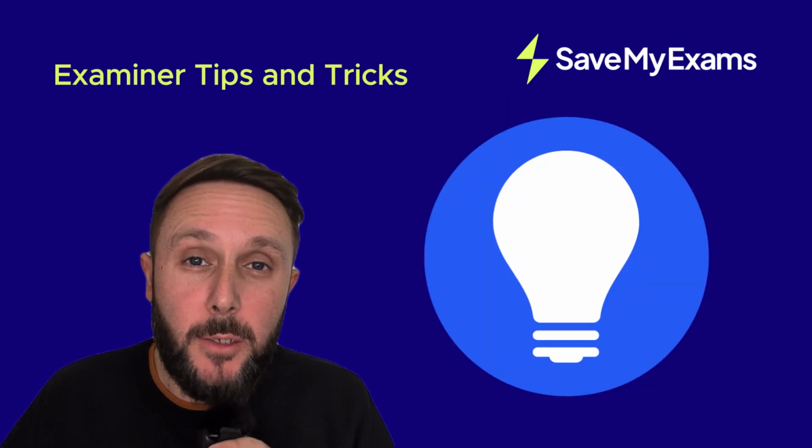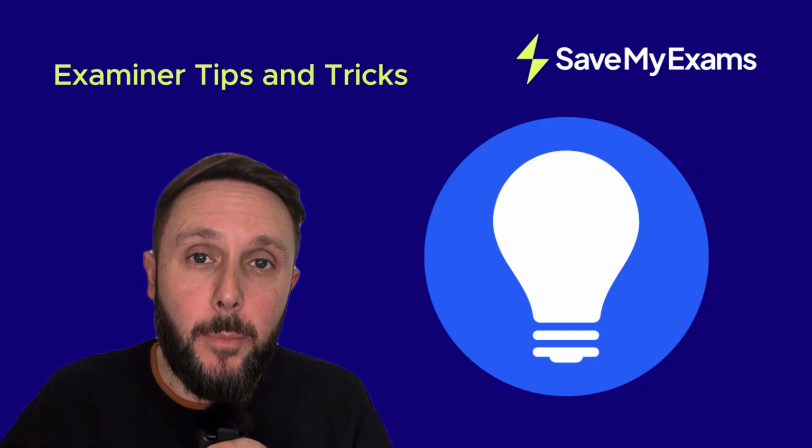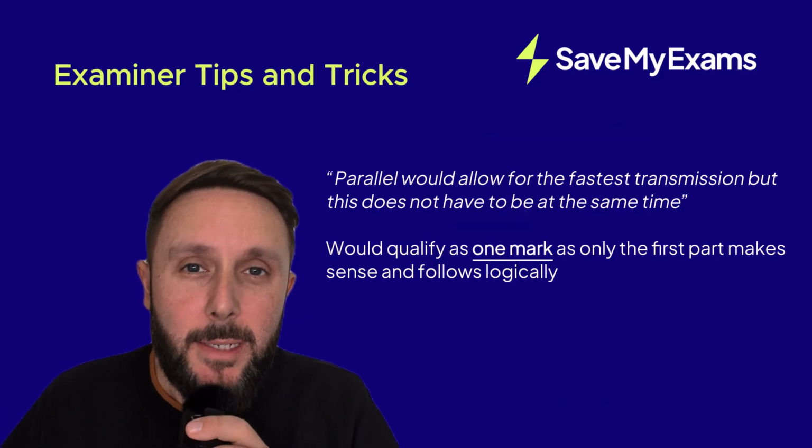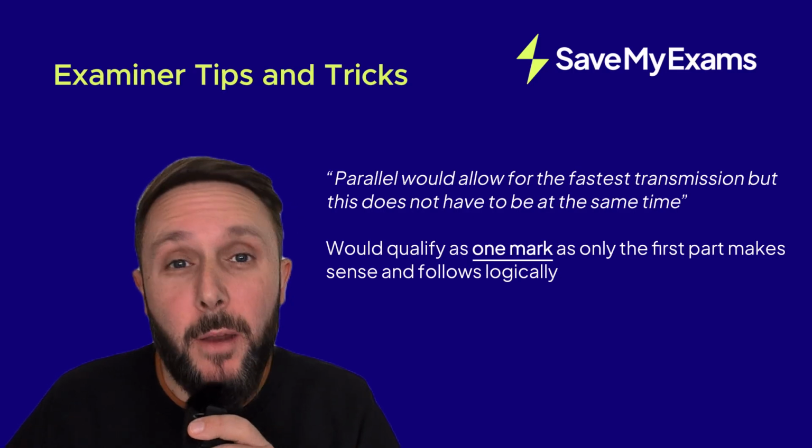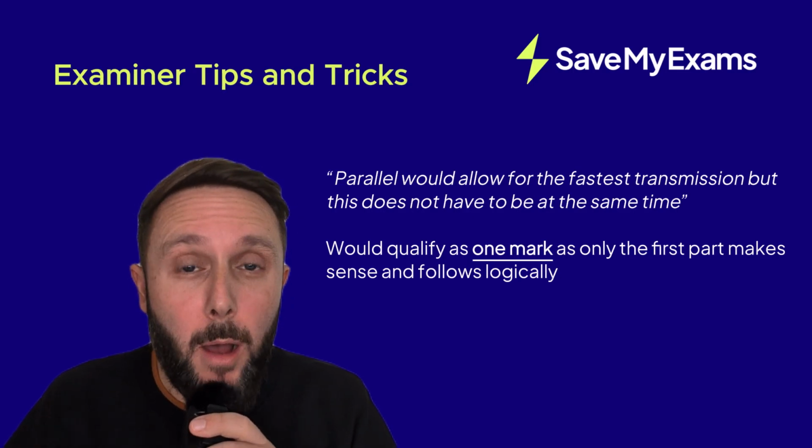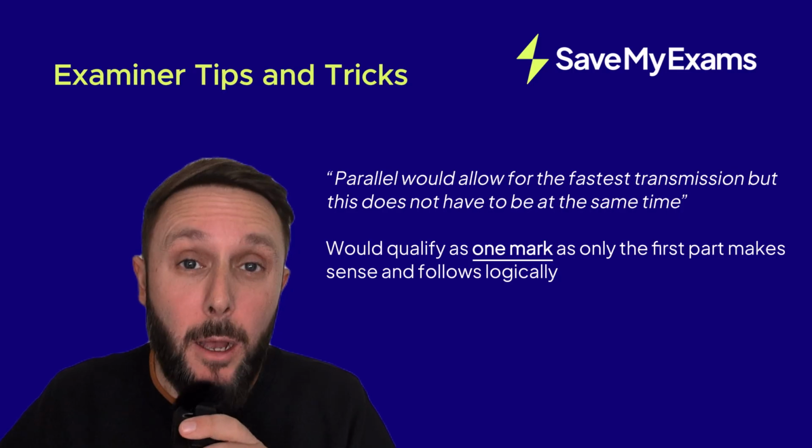To score full marks in this question, you need 4 clean points. For example, saying parallel is fast, but doesn't need both directions, is only 1 mark, because the second part isn't linked to half duplex.